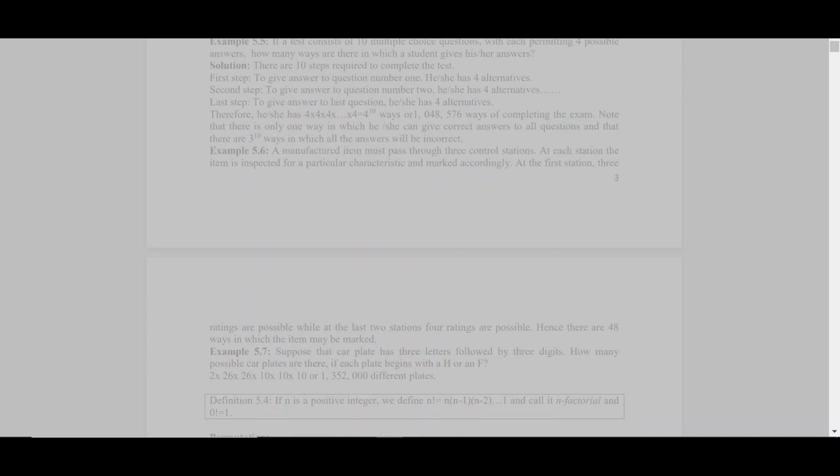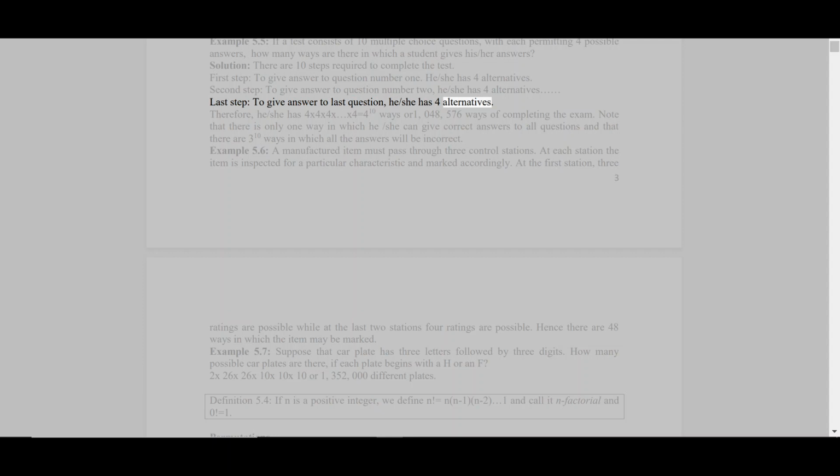Example 5.5. If a test consists of 10 multiple choice questions, with each permitting 4 possible answers, how many ways are there in which a student gives his or her answers? Solution: there are 10 steps required to complete the test. First step, to give an answer to question number 1. He or she has 4 alternatives. Second step, to give an answer to question number 2. He or she has 4 alternatives. Last step, to give an answer to the last question.